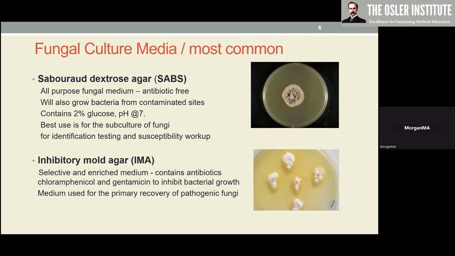Over on the right, on the bottom, is inhibitory mold agar. This is a selective and enriched medium. It contains antibiotics, chloramphenicol and gentamicin, that can inhibit bacterial growth. Because of this, it is a very good primary recovery media for pathogenic fungi.